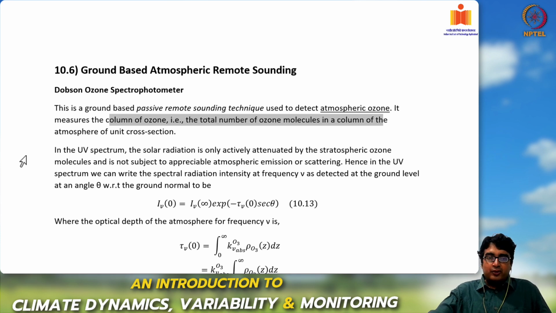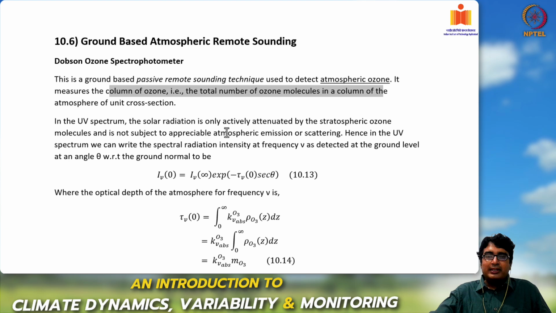In the UV spectrum, the solar radiation is only actively attenuated by the stratospheric ozone molecules and is not subjected to other types of atmospheric emission or scattering, which makes our measurements much easier. So, UV radiation will only be absorbed by the stratospheric ozone layer and will neither be scattered nor be reflected nor be absorbed by other parts of the atmospheric gases or dust particles, etc.